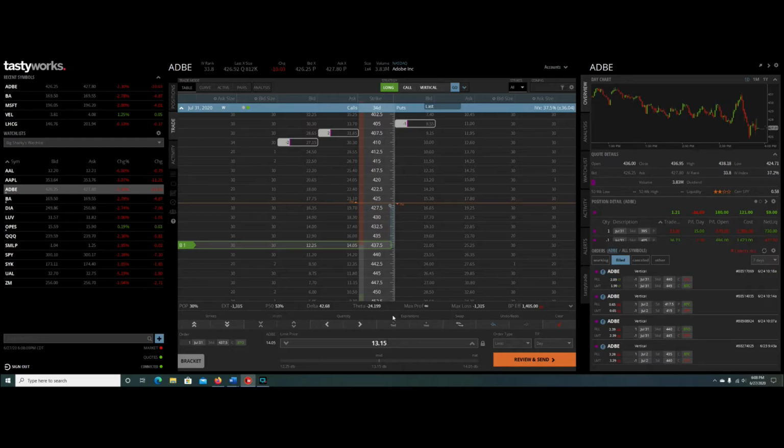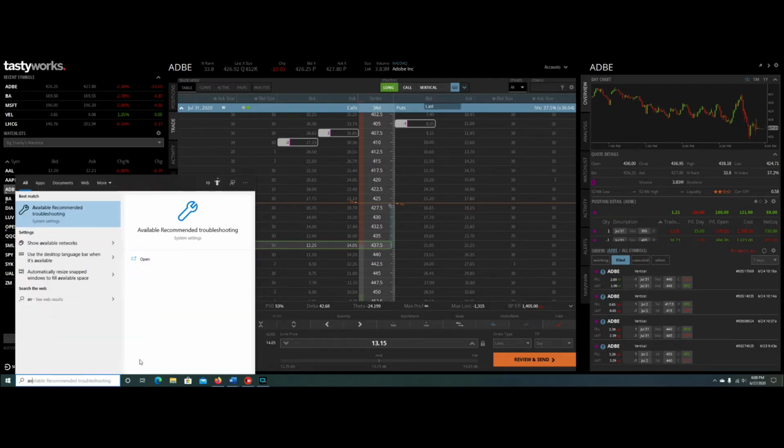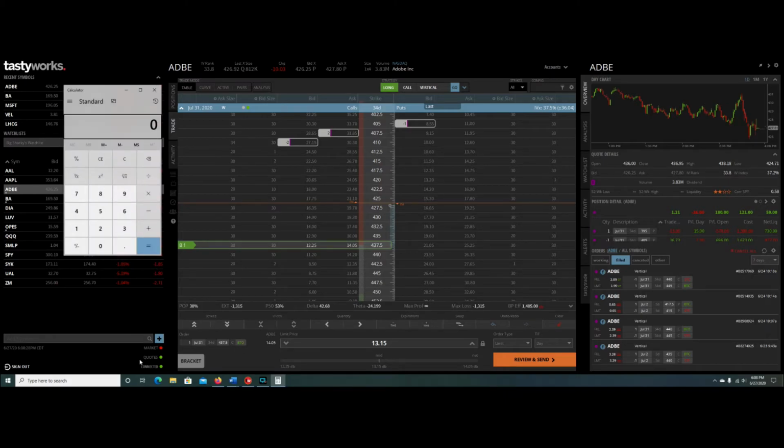$13.15 times 100. That's $1,300. Just over $1,300. That's what you'd have to pay for one leg of that trade. Now get this: here's how you calculate your break even on Robinhood: 437 and a half plus 13.15. $450. That's for your break even. That's just for the break even. So at expiration on Robinhood, if you were to purchase this straight out, you would need the stock at $450.